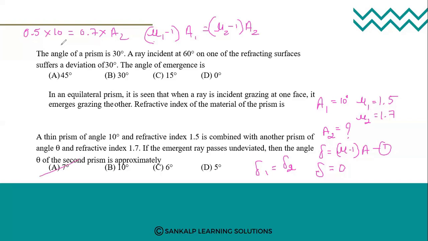So 0.5 into 10 will be 5. So 5 divided by 0.7 is equal to A2. So 5 divided by 0.7 will be 7.142. So approximately we can take it as 7 degree. Option A is the right answer. Okay, option A is the right answer.